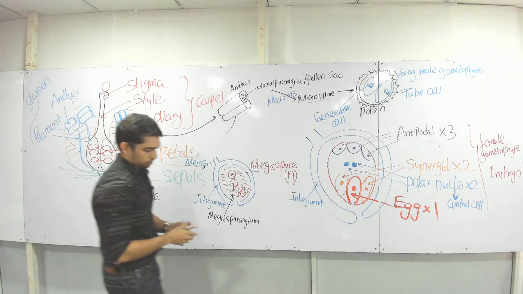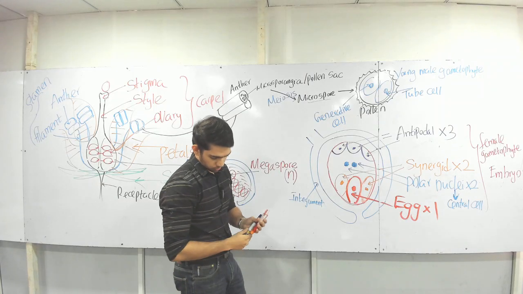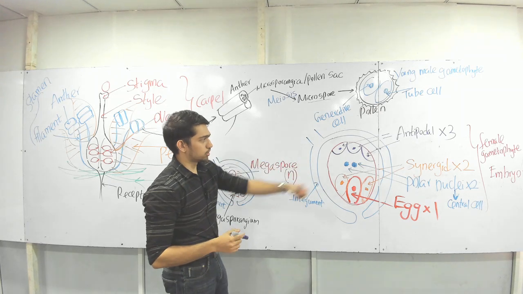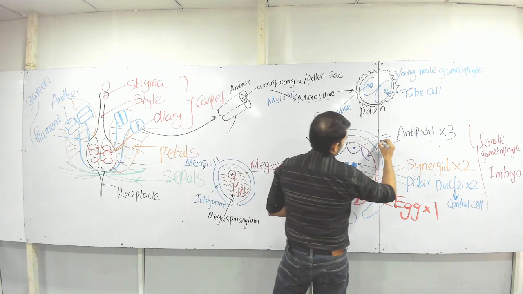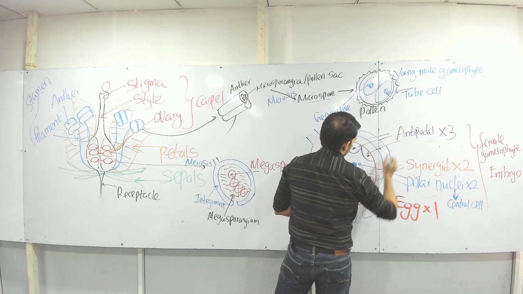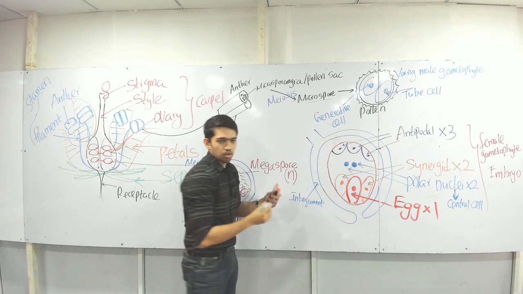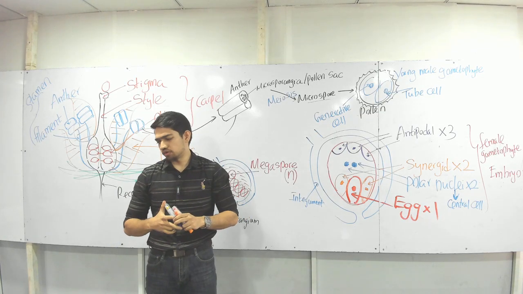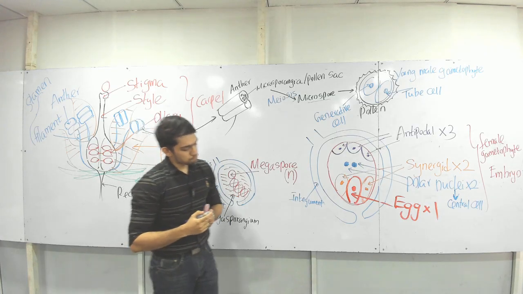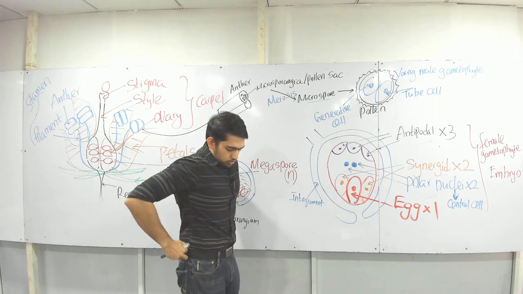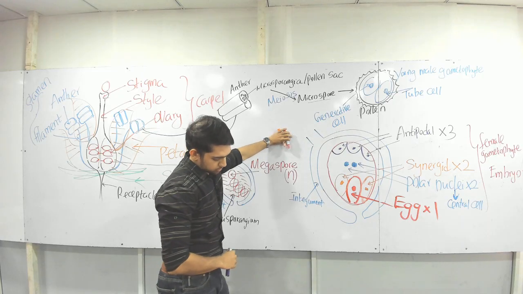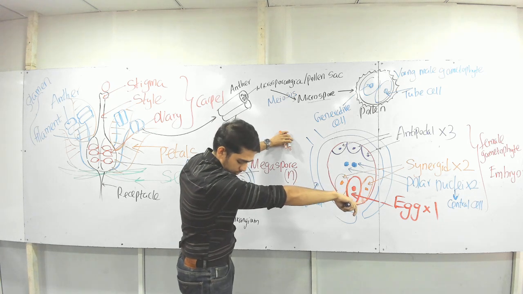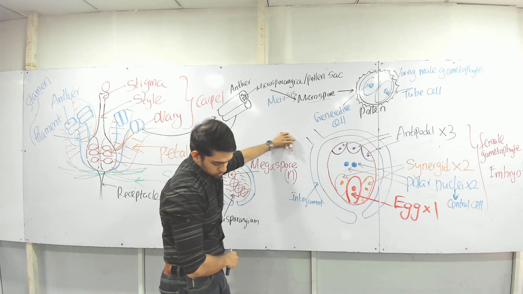Right. Let's read the resource. The functional megaspore develops into the female gametophyte called the embryo sac. It is a highly reduced microscopic structure. It's made of only 7 cells, so definitely it's a very reduced structure. The mature embryo sac consists of 8 nuclei contained within 7 cells: 3 antipodal, 2 polar nuclei in the central cell, 2 synergids, and 1 egg.